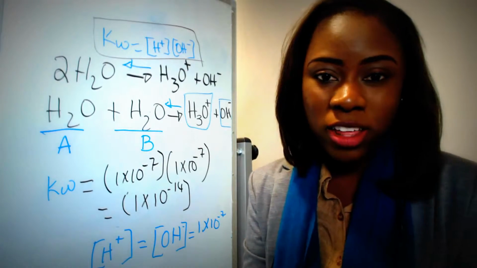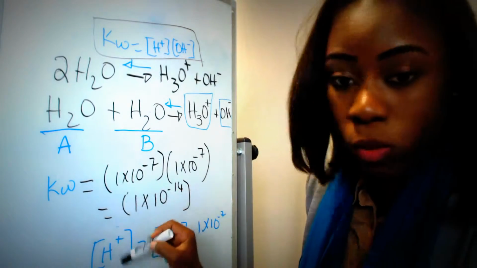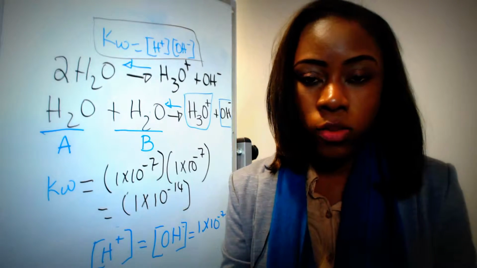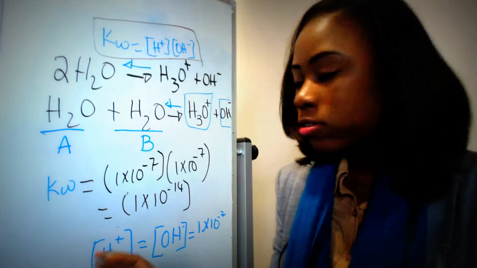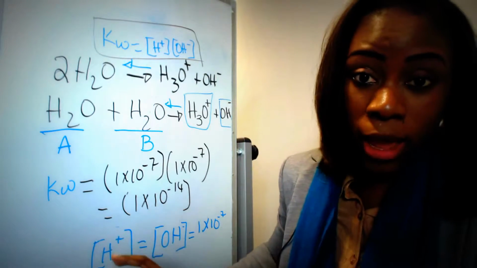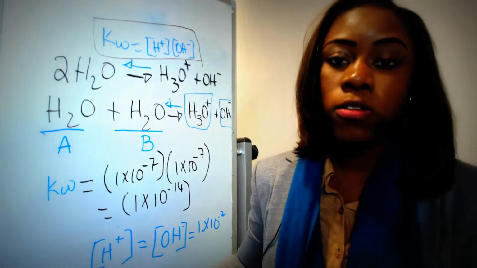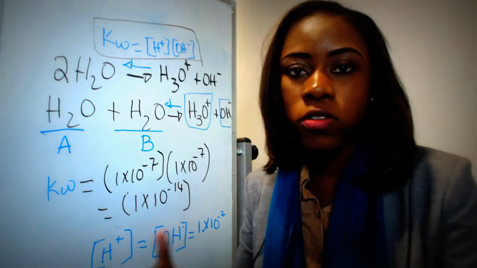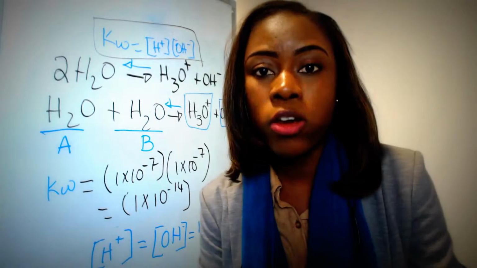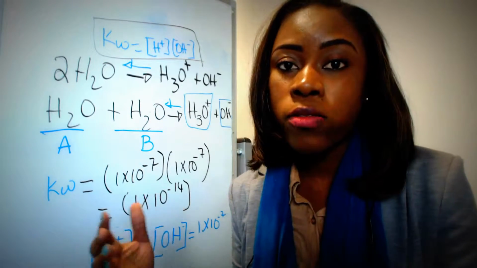I forgot to mention, this is actually for pure water. Therefore, for a solution to be acidic, the concentration of hydrogen or hydronium ion needs to be greater than the concentration of hydroxide ion. And for a solution to be basic, the concentration of hydroxide ion needs to be greater than the concentration of hydronium ion.